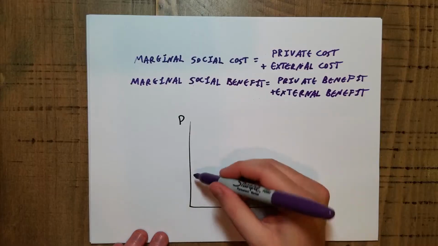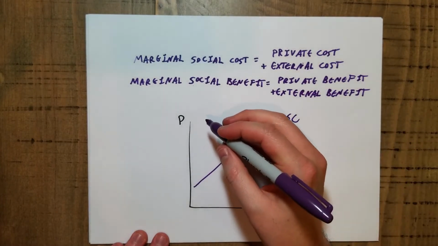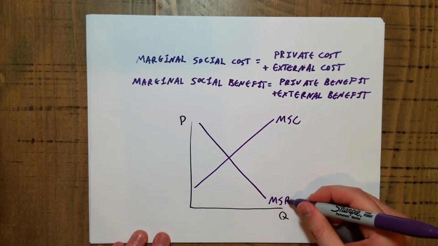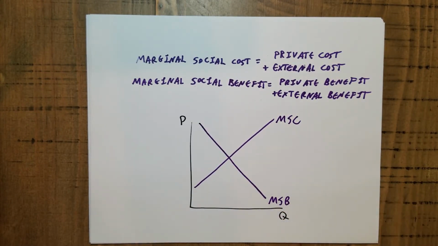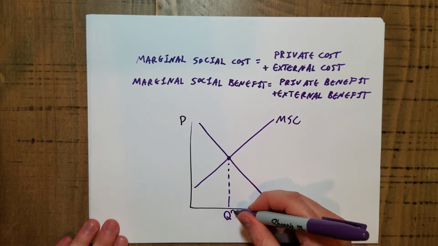We can graph these things out. So we know that the optimal quantity is going to come where marginal social cost meets marginal social benefit. Just as though they were supply and demand curves, we look for where they cross. That's going to give us our optimal quantity. I'm going to call that QO for optimal.